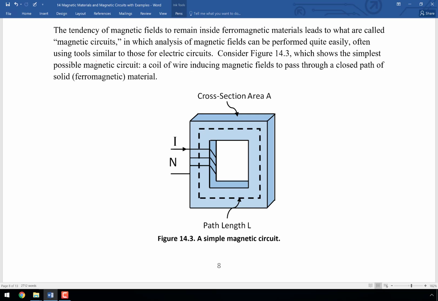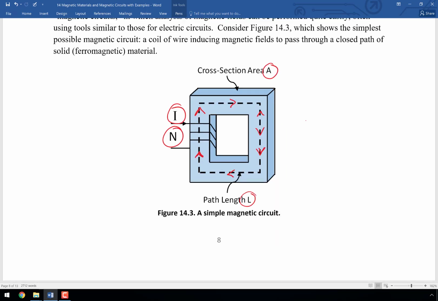So here's an example of the simplest kind of magnetic circuit that I can imagine. This is a simple piece of iron, or a piece of ferromagnetic material. We're going to have a path length of L and a cross-sectional area of A. We're going to have a coil of wire with N loops, with a current I flowing around. If you put your thumb in the direction of that current, you can see that it's going to be pointing clockwise. So the magnetic field intensity and magnetic flux density are going to point clockwise around this circuit, and there's really no other place where they could go. The magnetic field is not going to go out here and then come back in again. It's going to stay within the piece of material.